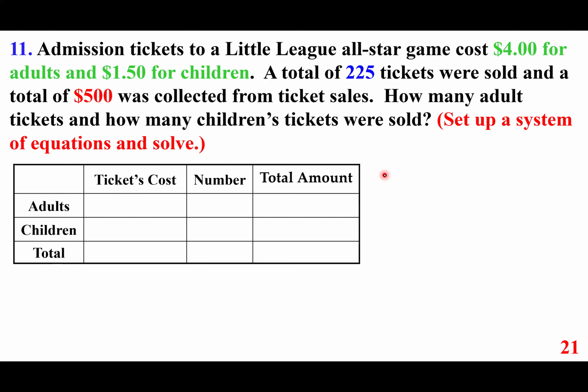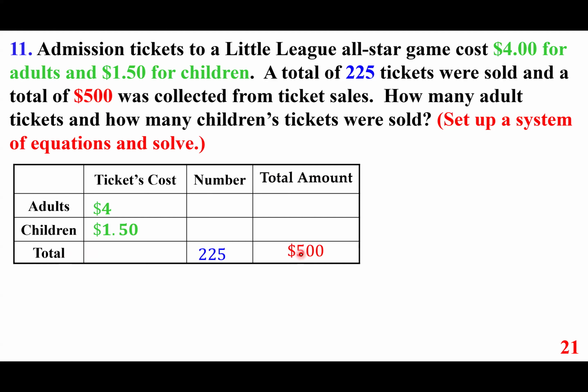You're going to say adults, children, total; tickets cost, number, total. Now, $4 for adults, $1.50 for children. You put in where you must, the numbers that you have. A total of 225 tickets. Number represents the number of tickets, number and total. 225. We collect a total of 500. Total amount goes here, 500.